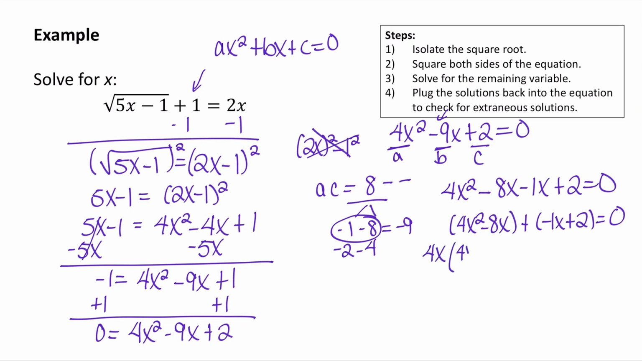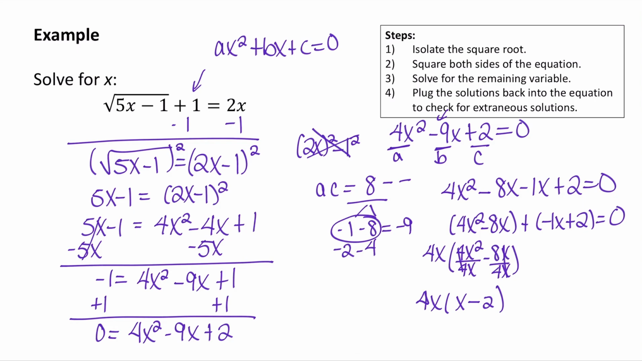And then if I divide out that 4x from both terms, I am left with 4x times: 4 and 4 cancel, and then I have just x. And then minus 8 over 4 is 2, and then the x's cancel.